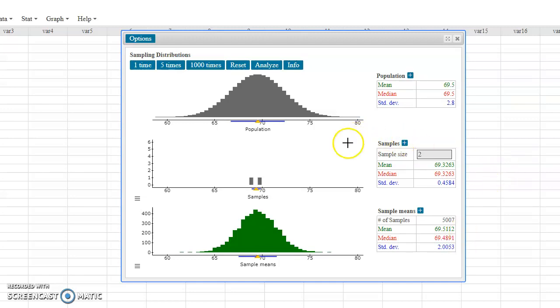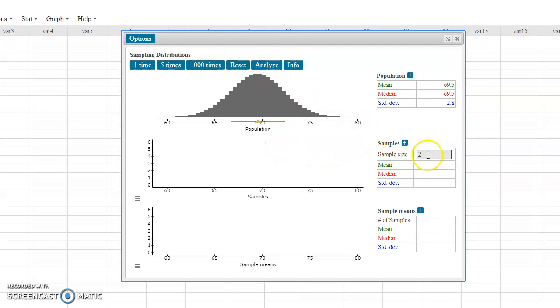Here's what I'm going to do next. I'm going to do the same thing, but I'm going to reset it and increase the sample size to 30. So now we'll have a sample size of 30. Let me take one sample. So we took one sample of 30. The mean was 68.993. Let me jump ahead and take 1,000.